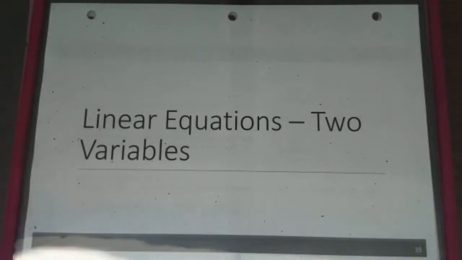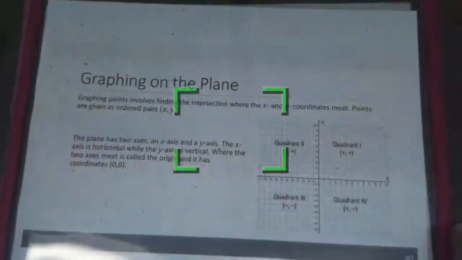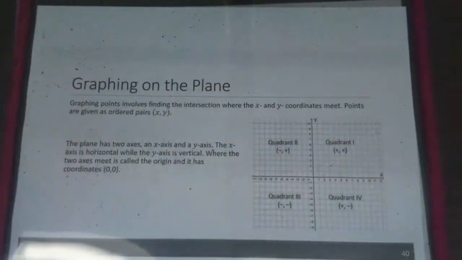In this section, we will be looking at linear equations in two variables. We're going to start by reviewing how to graph on the plane. Graphing points involves finding the intersection where the x and y coordinates meet. Points are given as ordered pairs, x comma y, in parentheses.